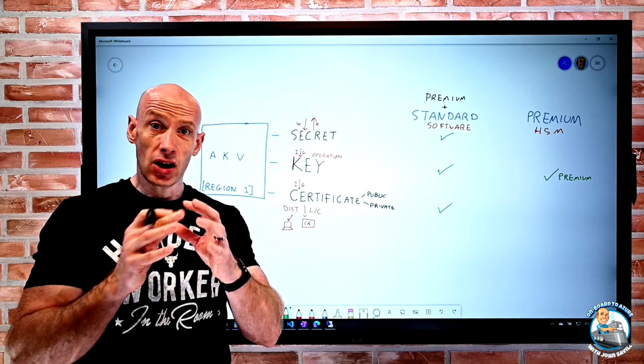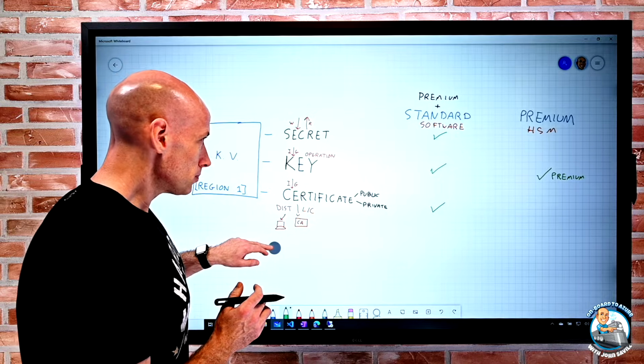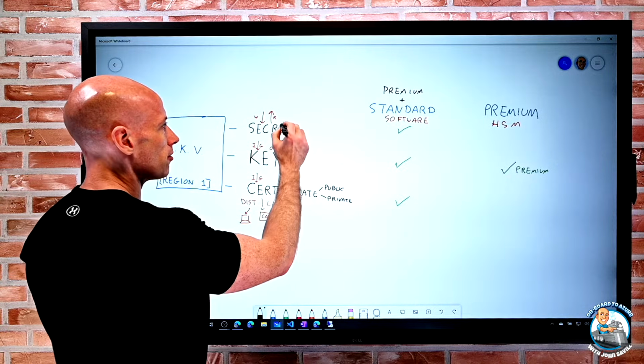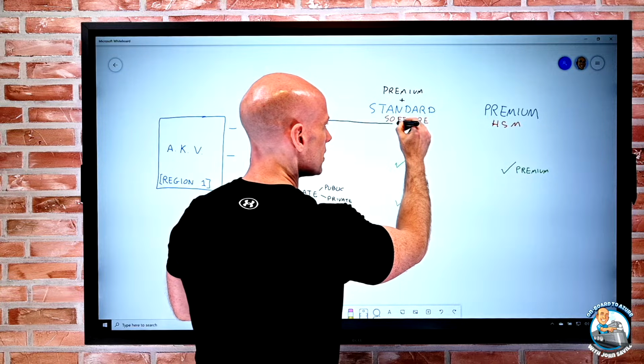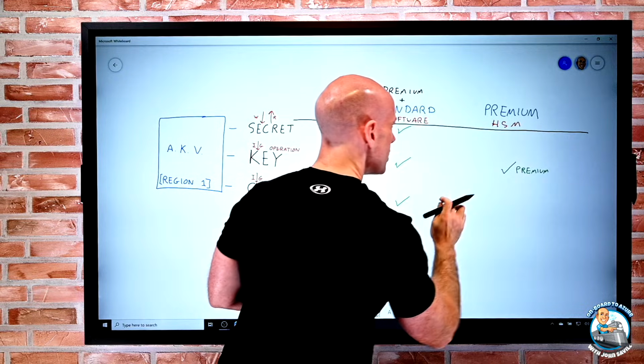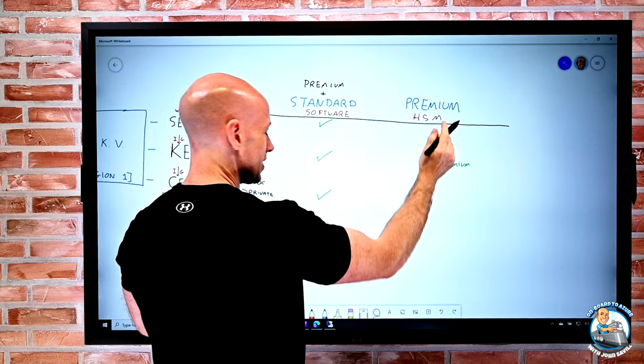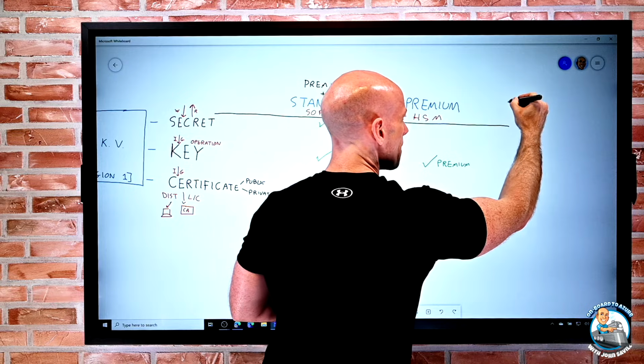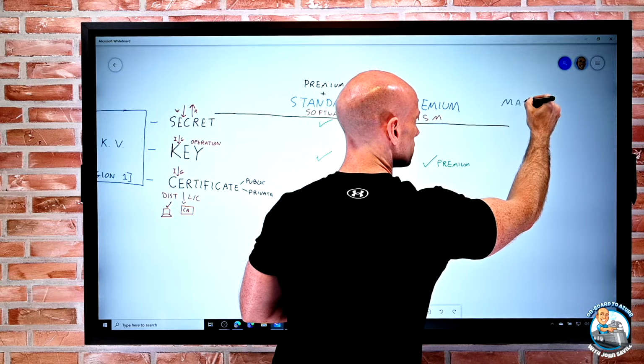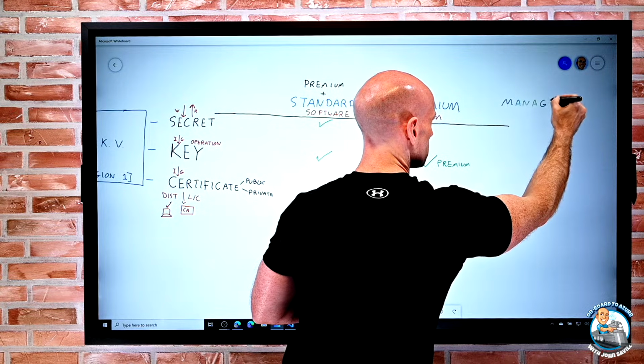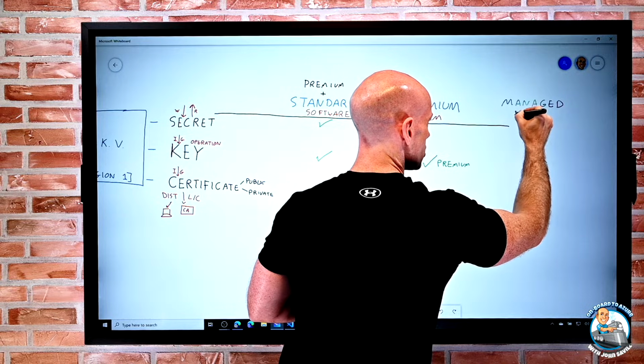Now there is actually a third option. So I'm going to draw a terrible line right here. If I think about these, there's also, that really is a terrible line. There's also a managed HSM.